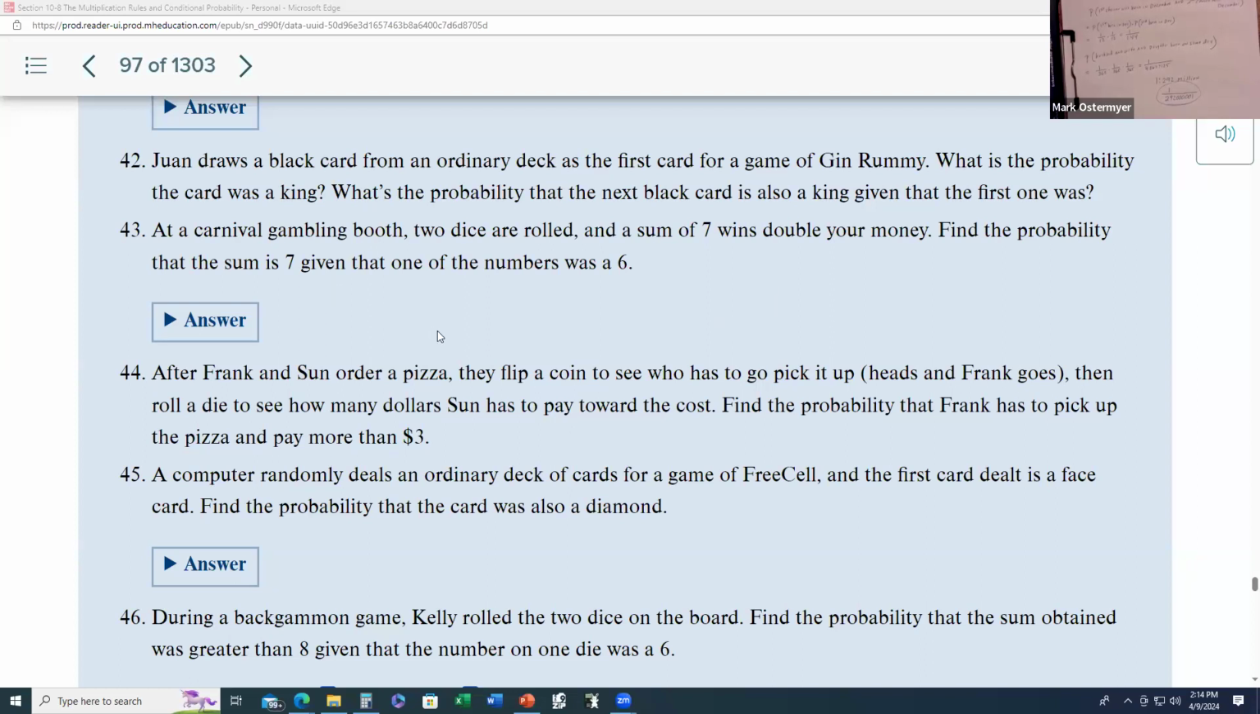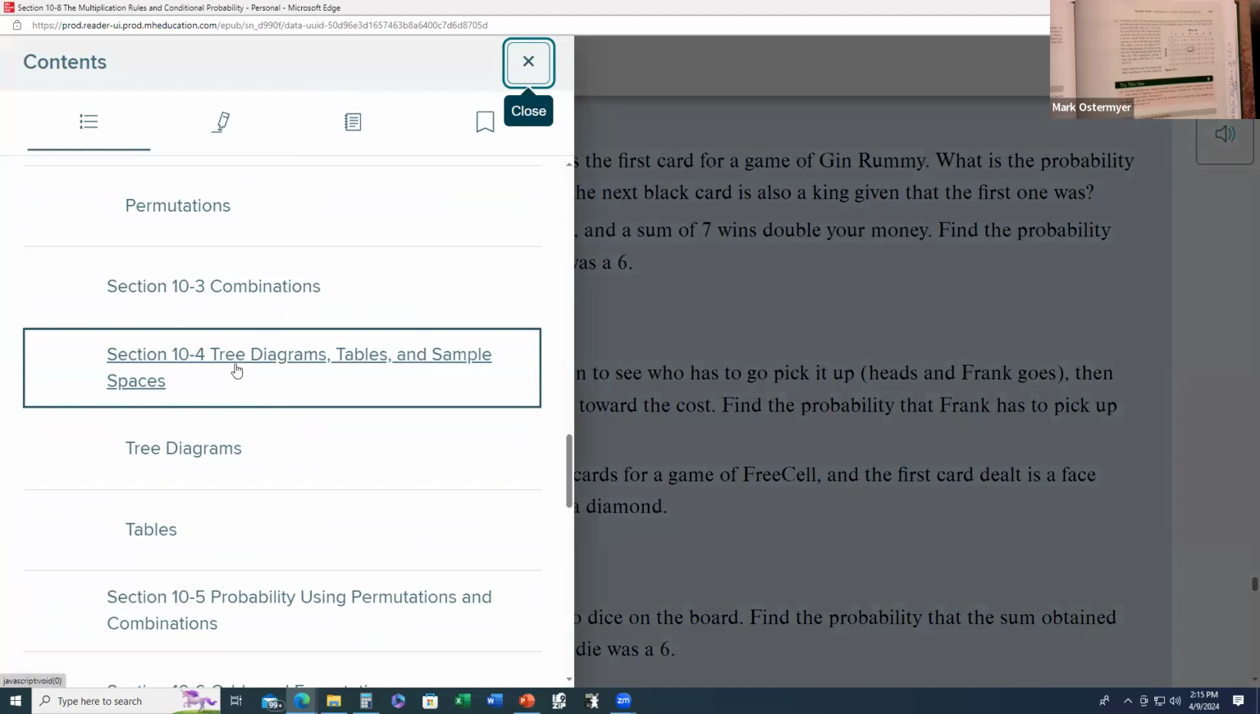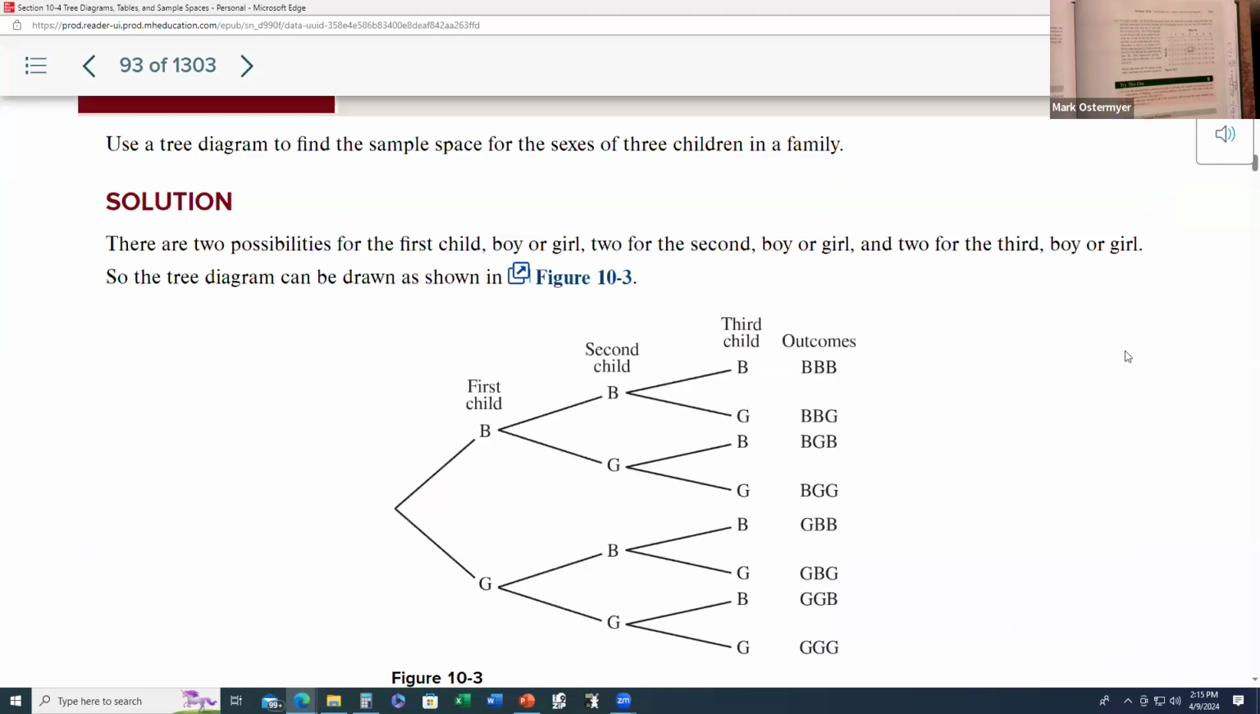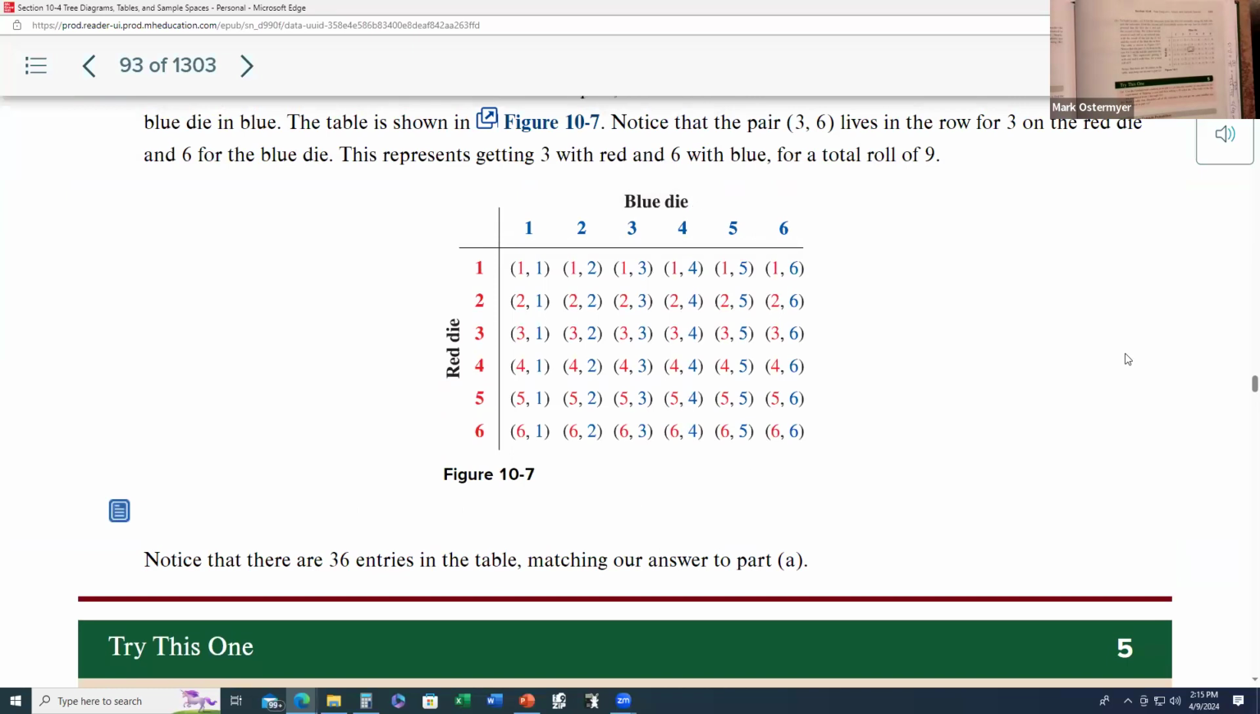Okay, so let me try to, I don't know if this is gonna work here. We'll see. Or what I could do is bring in, let's see. Find the probability the sum is 7, given that one of the numbers was a 6. Given that one of the numbers was a 6, what's the probability that we roll a sum of 7? Okay. All right, let's only roll 2 dice.